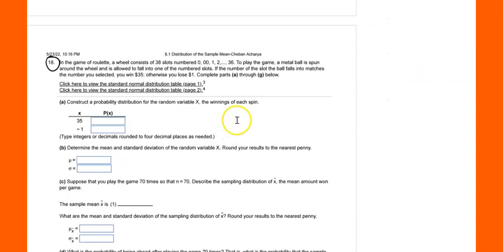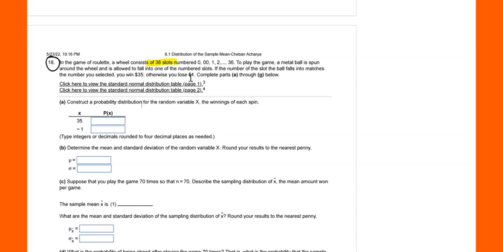In a game of roulette, a wheel consists of 38 slots, numbered 0, 00, and 1 up to 36. That is 38 slots. To play the game, a metal ball is spun around the wheel and allowed to fall into one of the number slots. If the number of the slot the ball falls into matches the number you selected, you win $35. Otherwise, you lose $1. Okay, that's the question.